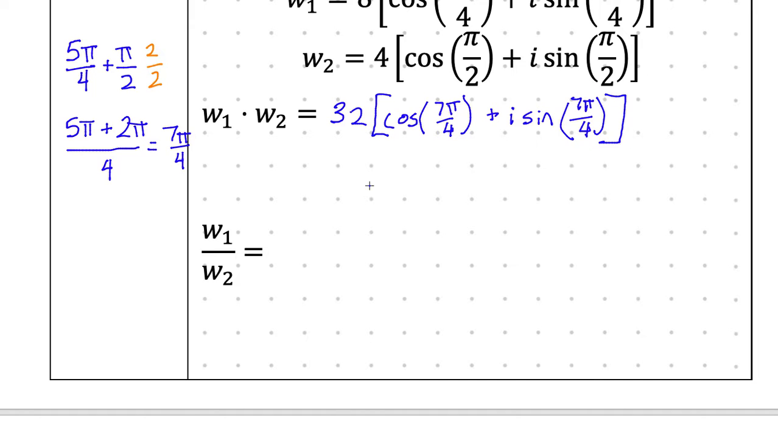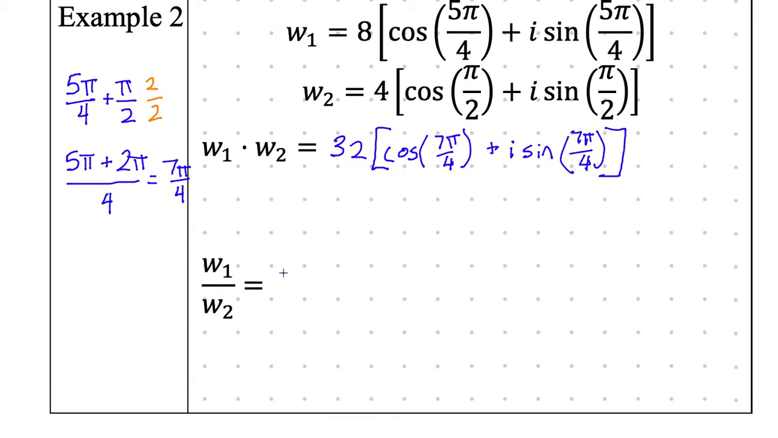Let's try a dividing problem. W1 divided by W2. Well, what should my magnitude be? My magnitude should be 8 divided by 4, which is indeed 2. Okay, set up your brackets. Cosine. Okay, what's our angle going to be? 3 pi over 4. Oh, it is 3 pi over 4.